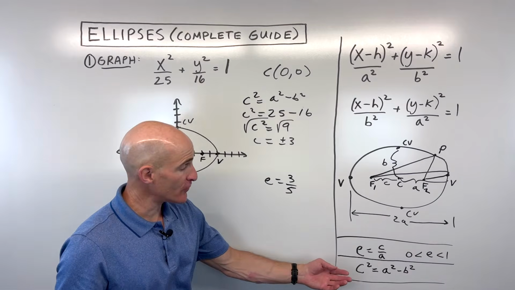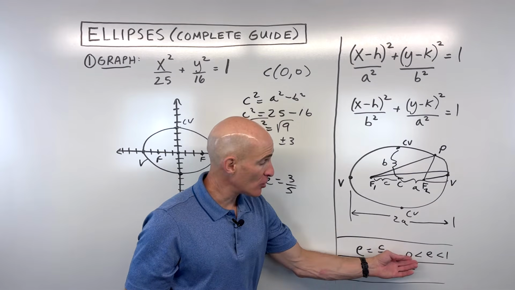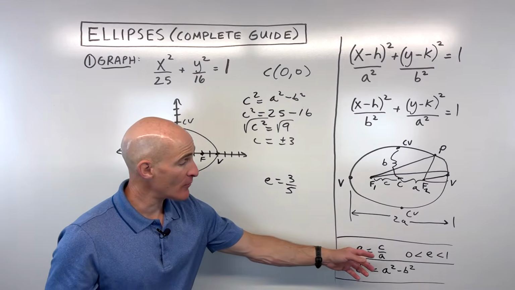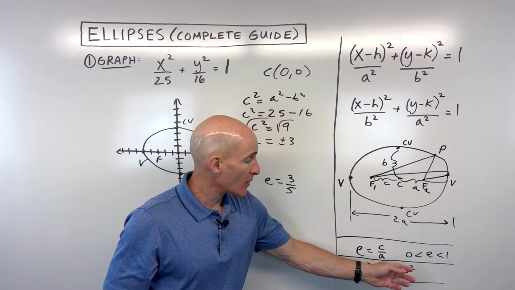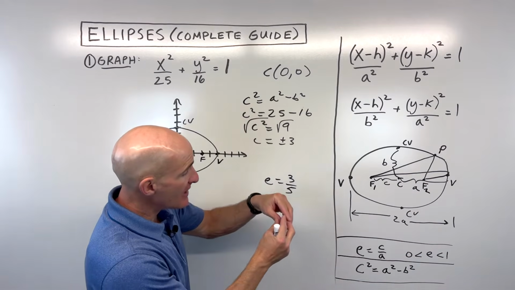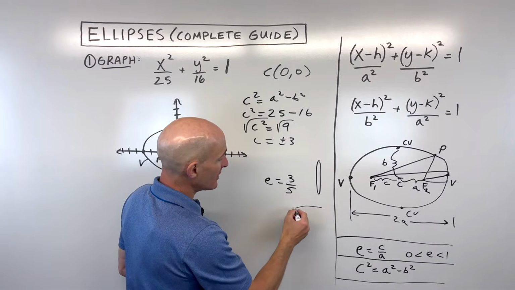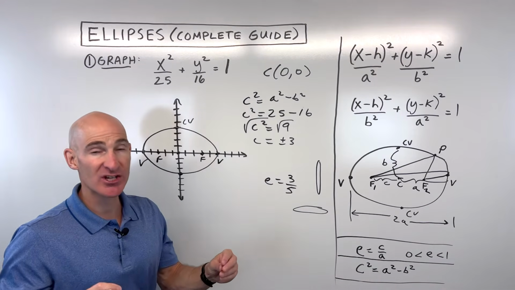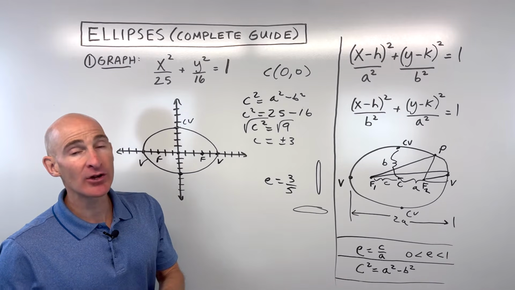Now the eccentricity for ellipses will always be between 0 and 1. The closer you get to 0, this is easy to remember, the more the ellipse looks like a 0, like a perfect circle. The closer that it gets to 1, the narrower it is, and the more that it kind of looks like the number 1, kind of stretched out. It's more eccentric, you could say. Let's take a look at another example.